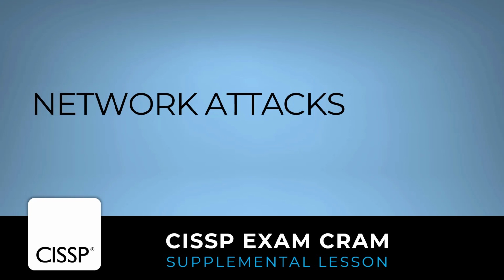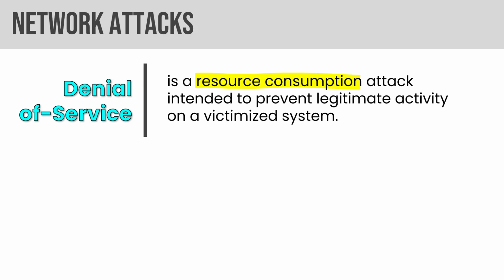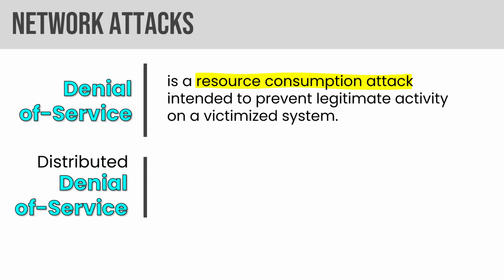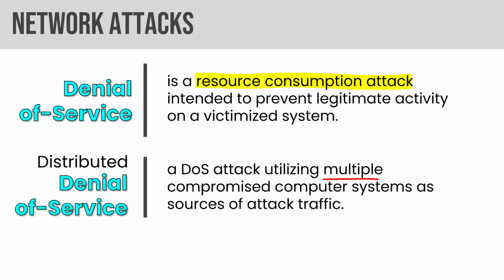So now we're going to shift gears and talk about some common network attacks. And I want to start with denial of service, which is a resource consumption attack. It's intended by design to prevent legitimate activity on a victimized system, to basically interrupt service. And then there's a distributed denial of service attack, which is a DoS attack that utilizes multiple compromised computer systems as sources of attack traffic, allowing the attacker to scale up the attack, so to speak.